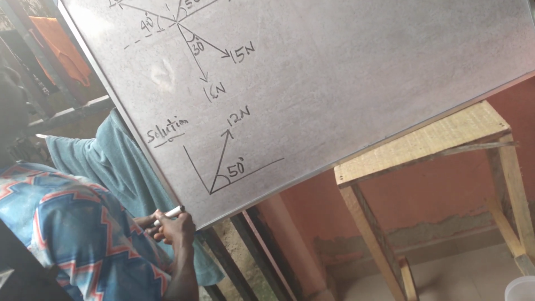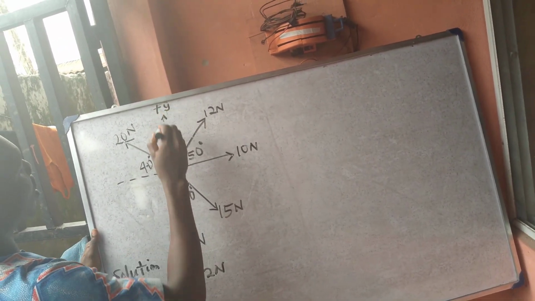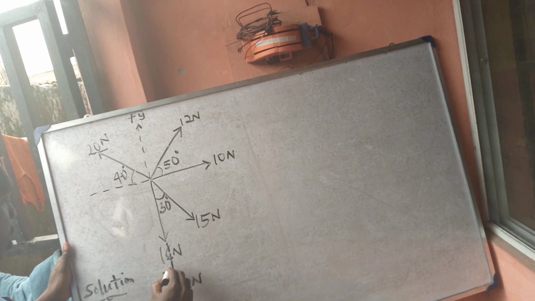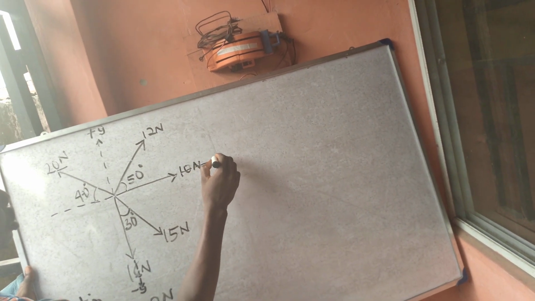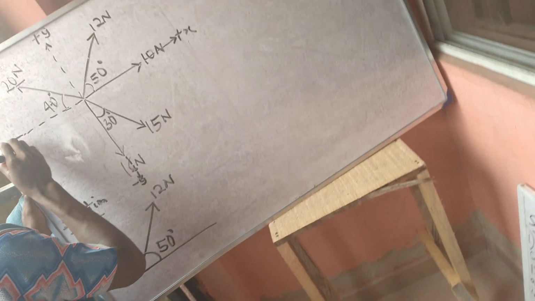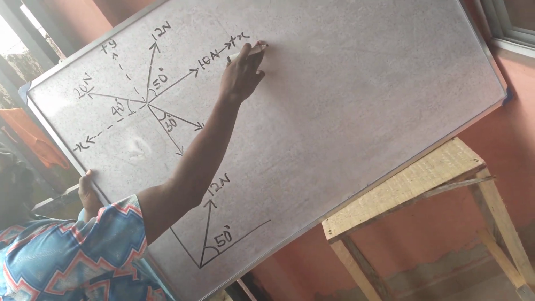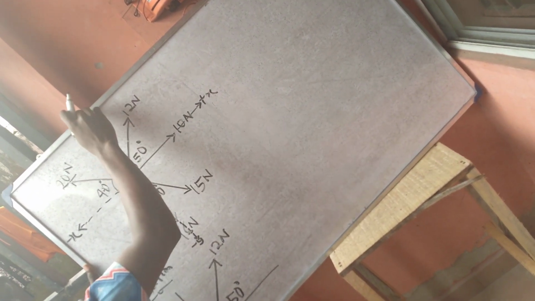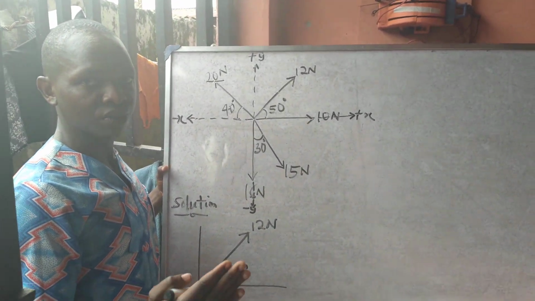Now first we must know that here is the positive y axis. If you are coming downwards, this is negative y, and if you are going this way, this is positive x. If you are coming this way, this is the negative x axis. So going towards the right is positive x, and positive y upwards and negative y downwards.